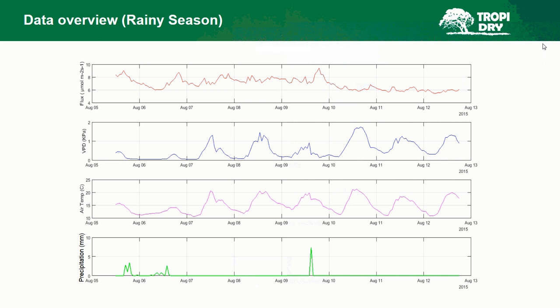So the data overview for the rainy season is shown here. We've got flux, VPD, air temperature, and precipitation. It's to perform a correlation. MATLAB was used to find a correlation matrix, and the relationship can be seen in the next slide. I'll have this back for a different season as well, so like the data we had was correlated between two different seasons.